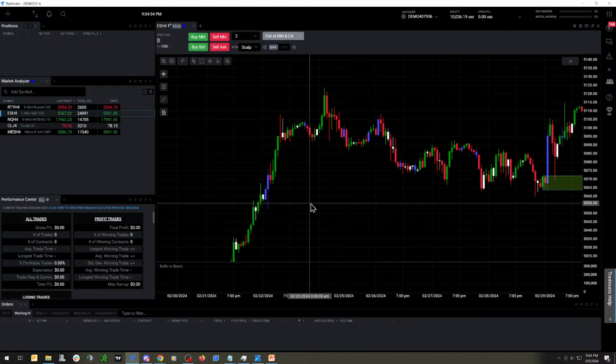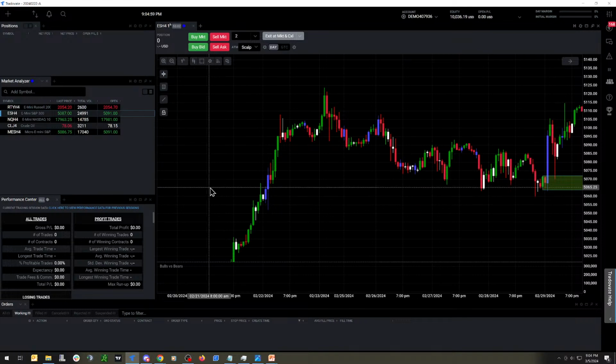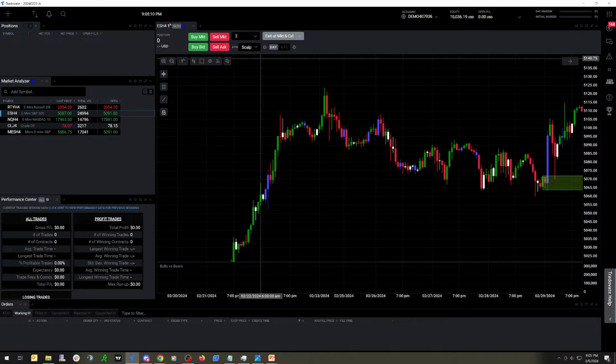Does anybody know what it is I'm looking at right now? I haven't taught this yet. You may already know this. Does anybody see exactly what I'm looking at right now? It is called a head and shoulders.